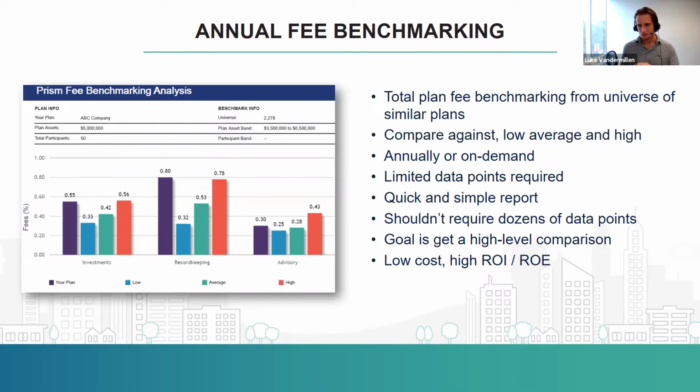And so what we're really trying to do is shed light on this for the plan sponsor so that they can identify where the problem areas might be with their plan. The plan sponsor is not going to know there's an issue with their plan until it's brought up from an industry expert like yourselves on this call. And so this PlanFees Prism report is a really easy way to do that and start that conversation with both clients and prospects.